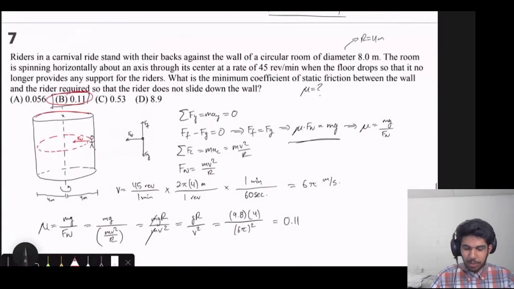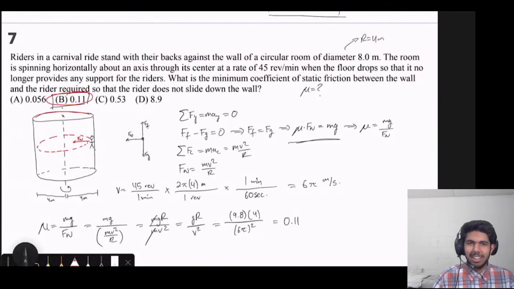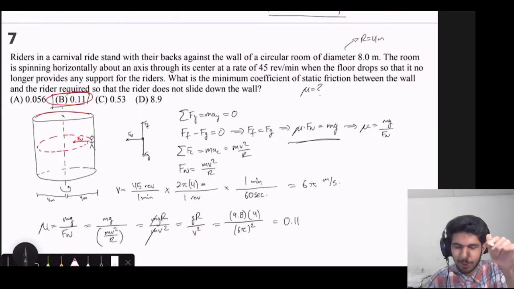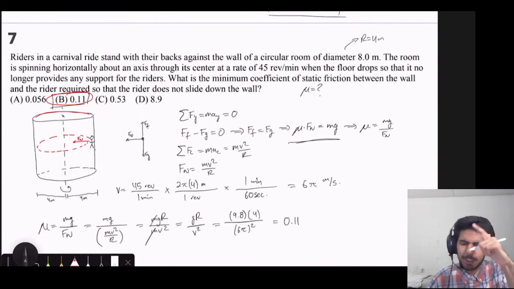Awesome. This is one of my favorite questions. It ties together so many different things. We did circular motion in this question. We revisited friction, calculating the coefficient of friction. We saw the most random free body diagram of all time, and we got to analyze a pretty cool carnival ride, which I'm still scared of. But yeah, that's that.